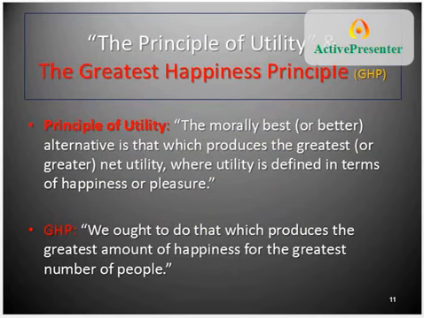So the principle of utility and the greatest happiness principle. Principle of utility, quote, the morally best or better alternative is that which produces the greatest or greater net utility, where utility is defined in terms of happiness or pleasure. Greatest happiness principle. We ought to do that which produces the greatest amount of happiness for the greatest number of people. So learn these things, practice them on your friends and family.